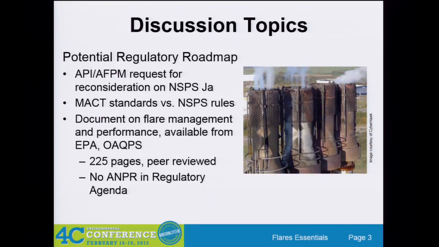Document on flare. Okay, there was a document that came out, the parameters paper on flare enforcement. It came out from EPA, 225 pages, peer reviewed, with a lot of comments. But we've seen now with the proposed rule for MACT CC that they've kind of not even followed that document, especially when it came to air-assisted flares.